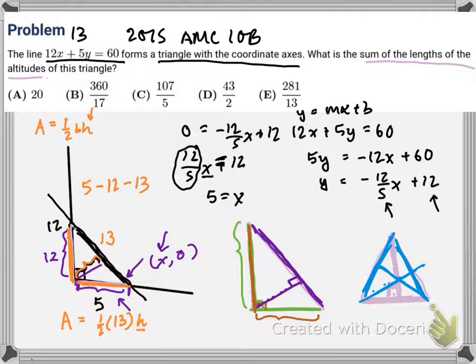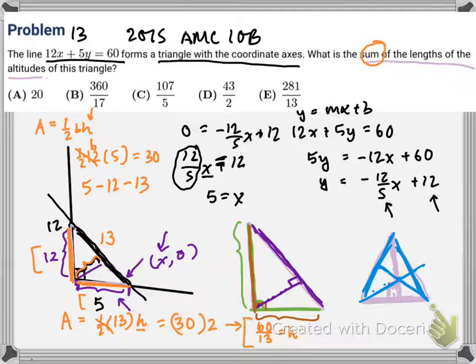So let me go ahead and do that, and I'm going to say that 12 times 5 times half is going to be 30. So then I say that's 30, and I'm going to multiply both sides by 2. And I get 60 over 13 as my final height. Now I actually need to find the sum of the lengths. So I need to add up 12, 5, and 60 over 13, my bad.